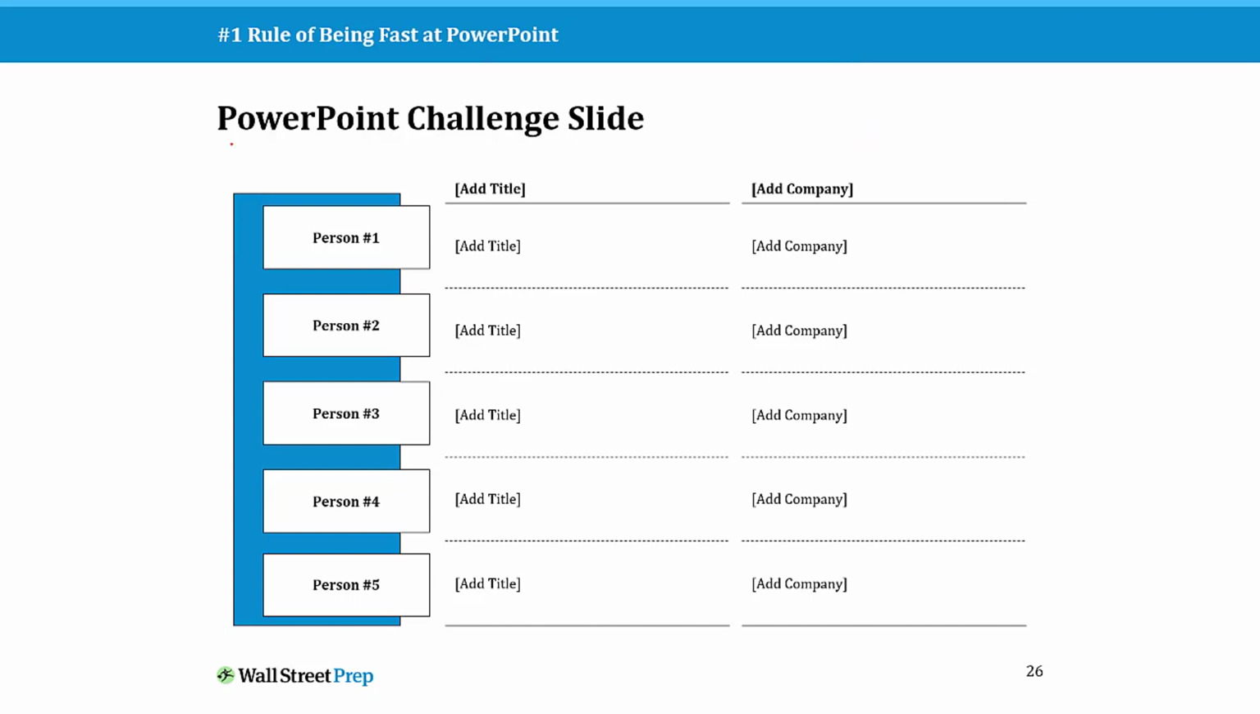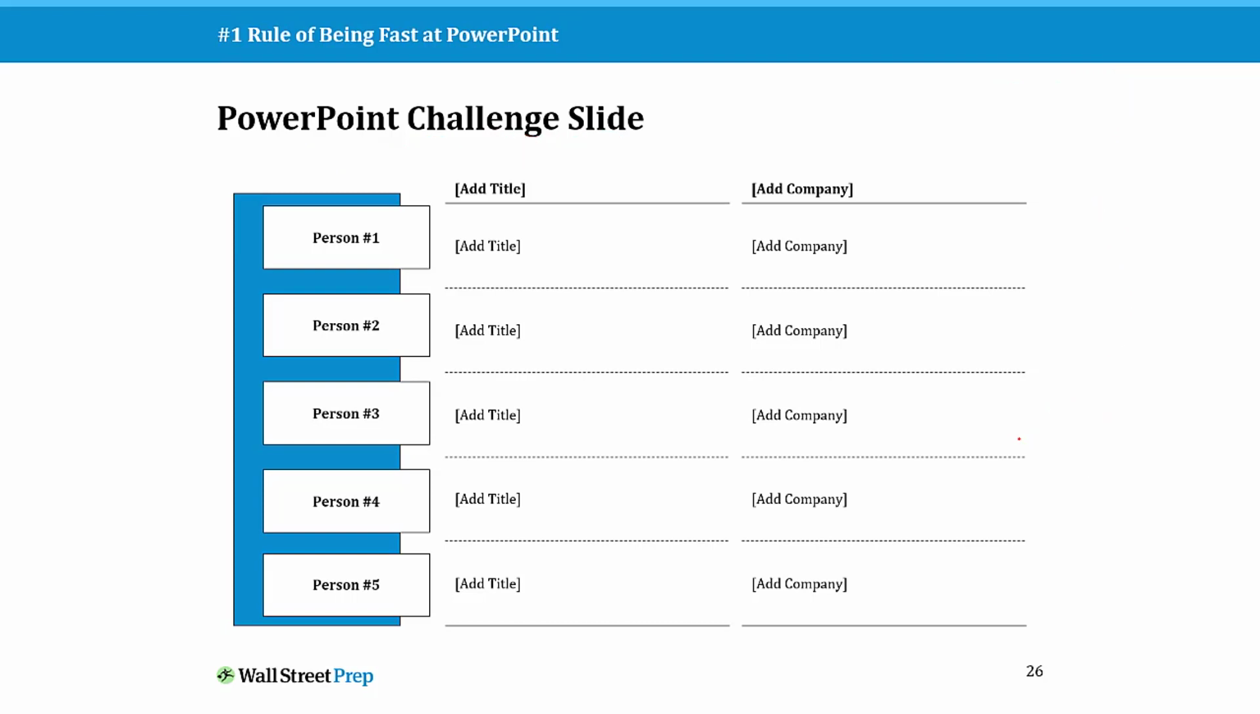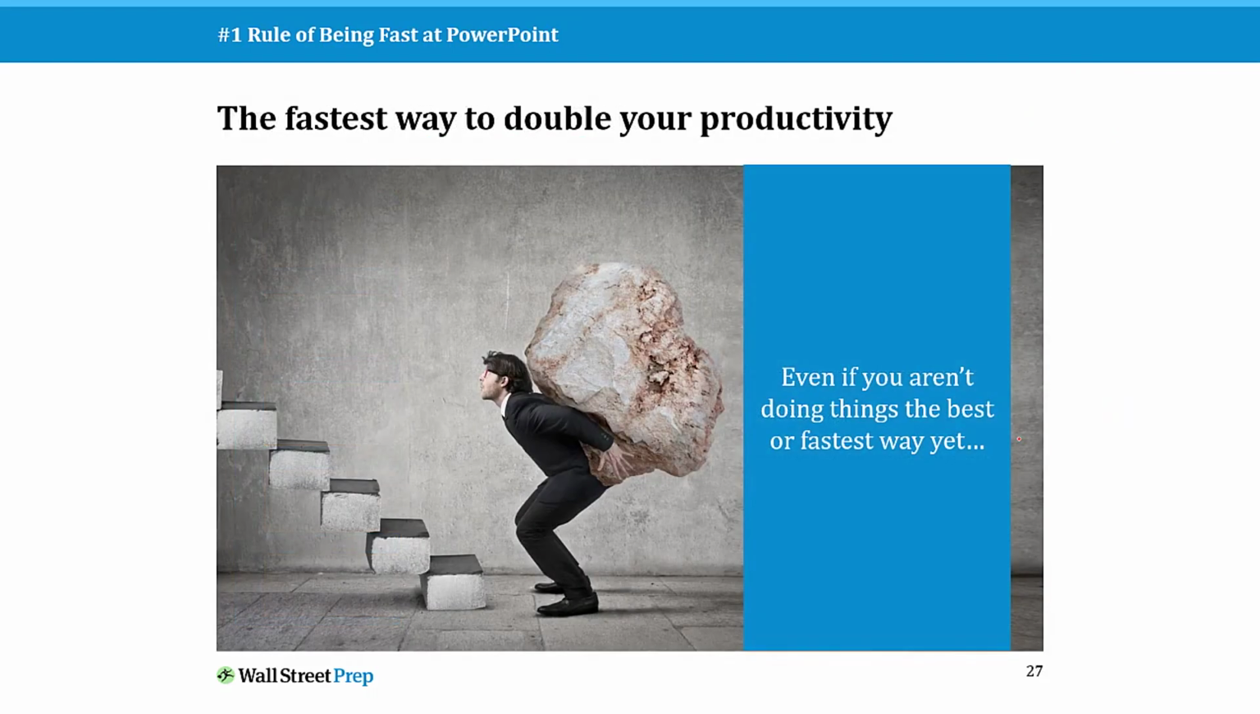Now, as a heads up, this is what I call the PowerPoint challenge slide. You should or can build this in about 90 seconds with a combination of strategies, shortcuts, and techniques, all right? And have everything perfectly aligned, type all the text, etc. That's a little bit beyond the scope of this course, but we are gonna start to cover the shortcuts, which again, are gonna be the fastest way that I know to double your productivity, even if you aren't doing things the best or fastest way yet.